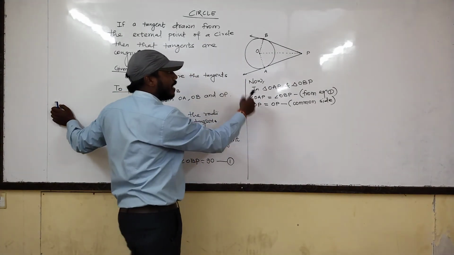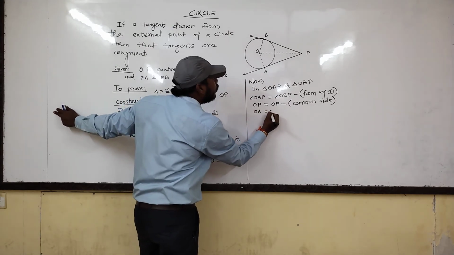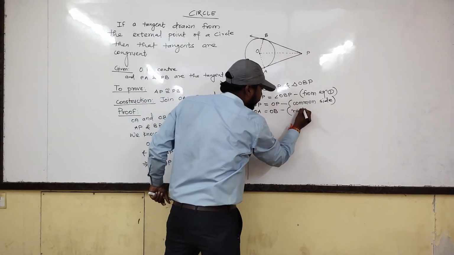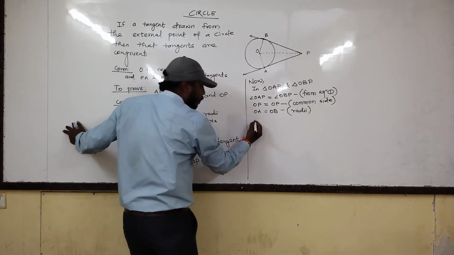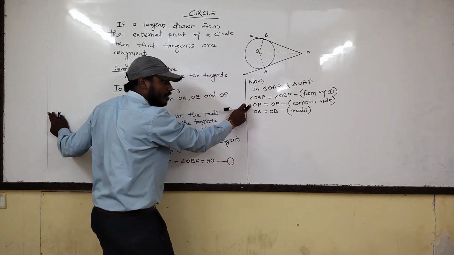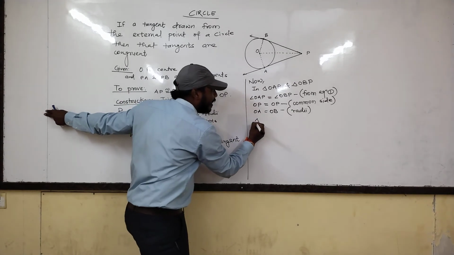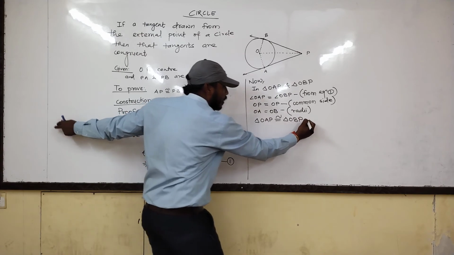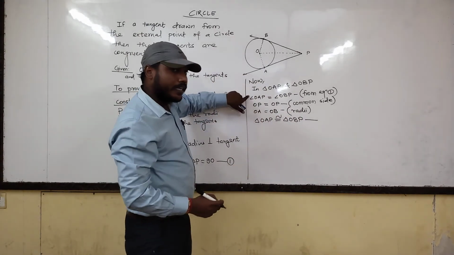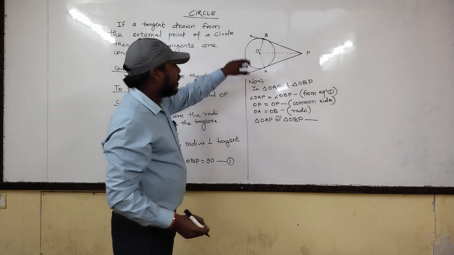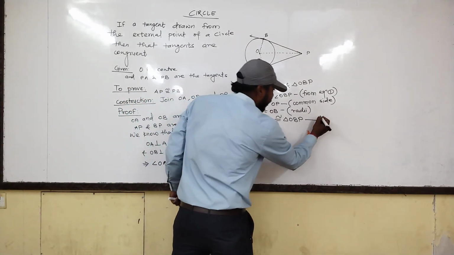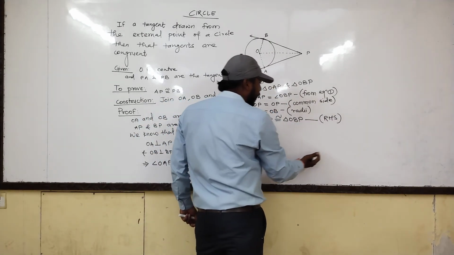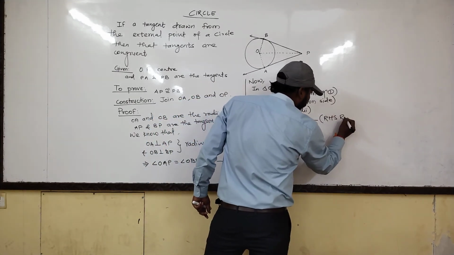So one is the angle, second is the side, and third, OA is equal to OB, both representing radii of the same circle. One is the right angle, second is the hypotenuse, and third is the radius. So we can say that triangle OAP is congruent to triangle OBP by the RHS rule, right angle hypotenuse side, so these two triangles are congruent.